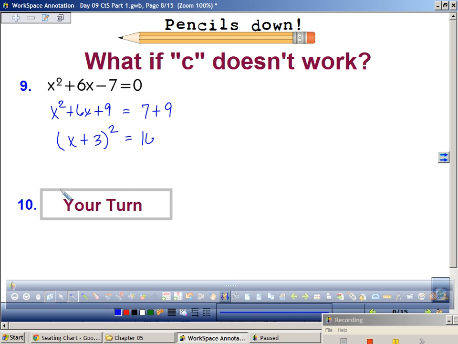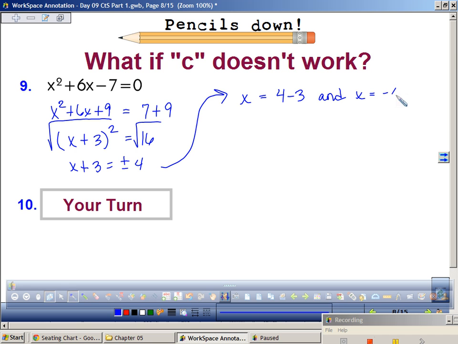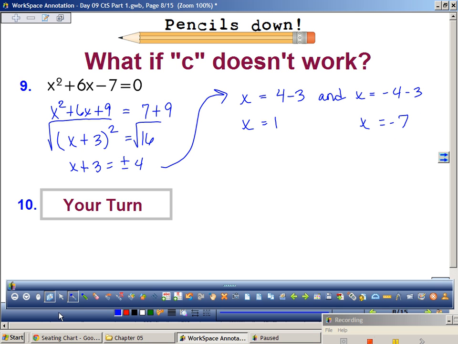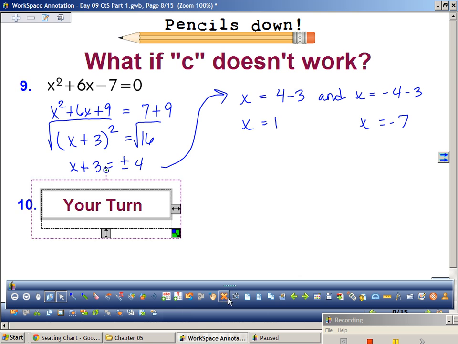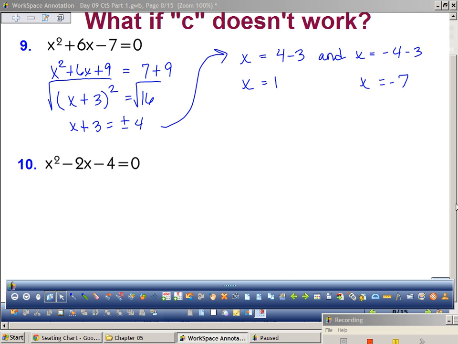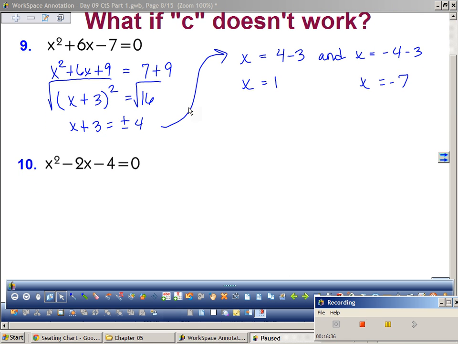Okay, so now what do we do? Take the square root of both sides, and I get x plus 3 equals plus or minus 4. Keep solving this. x equals positive 4 minus 3, and x equals negative 4 minus 3. x equals 1, x equals negative 7. Copy that one down and then do this one for me. Check it with your shoulder partner to see if it looks right.